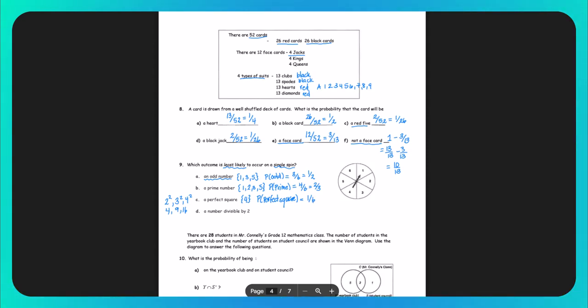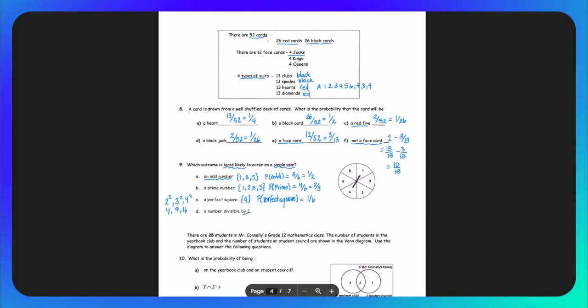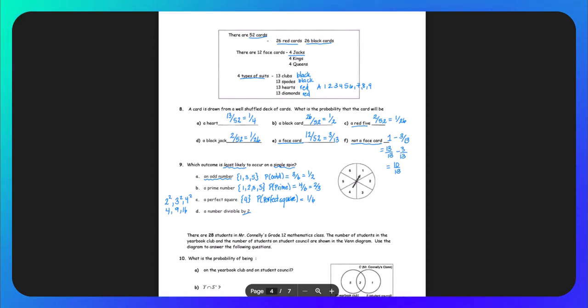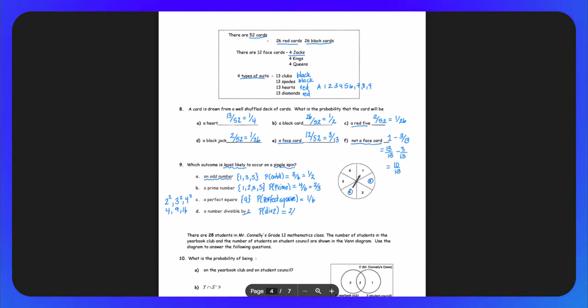And what about the probability that the number is divisible by 2? Now, what they mean here, divisible by 2, well, they're all divisible by 2, but only 2 of them end up with a nice even, whole number. That's what they actually mean there. So the probability of divisible by 2 equals, well, there's only 2 numbers, the 2 and the 4, over total outcomes of 6, and that gives us 1/3.